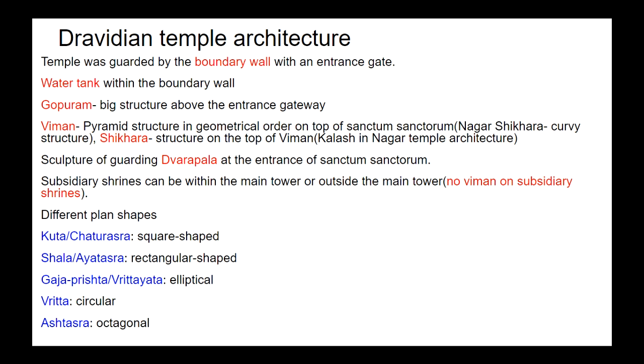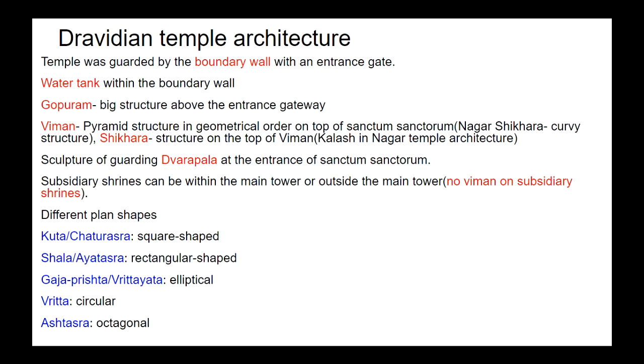And in Dravidian style temple architecture, subsidiary shrines can be within the main tower or outside the main tower, but no Viman on subsidiary shrine. Only one Viman on the main shrine, and it was known as Viman.